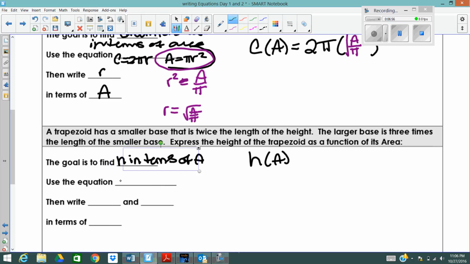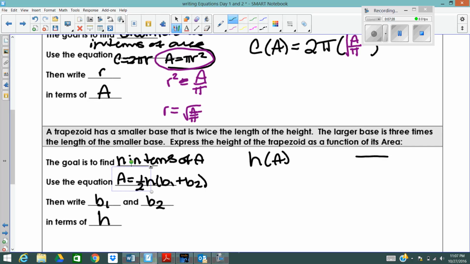So we're going to use our trapezoid formula, which if you don't know this one ahead of time, again, know it now, memorize it. So the area of a trapezoid is 1/2 height times the quantity base 1 plus base 2. So we want the height in terms of the area. So I'm going to get rid of B1, B2, and I'm going to replace them with h so that h and a are our only variables.